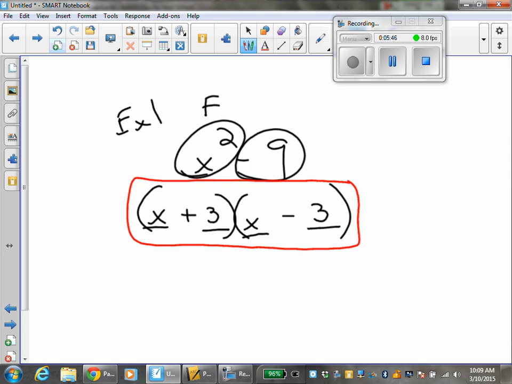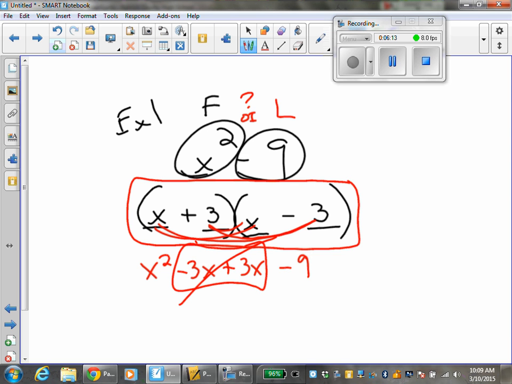FOIL, binomials. X times x, x times negative 3, negative 3x, 3 times x, positive 3x, and 3 times negative 3, negative 9. Now, if you look at your problem, first times first gives us the first part. Last times last gives us the last part. What happened to the outer and inner? They cancel out. And that's why you have to use the square root.